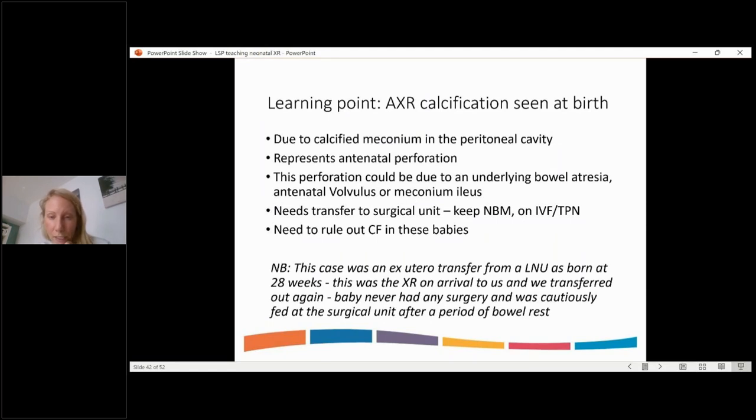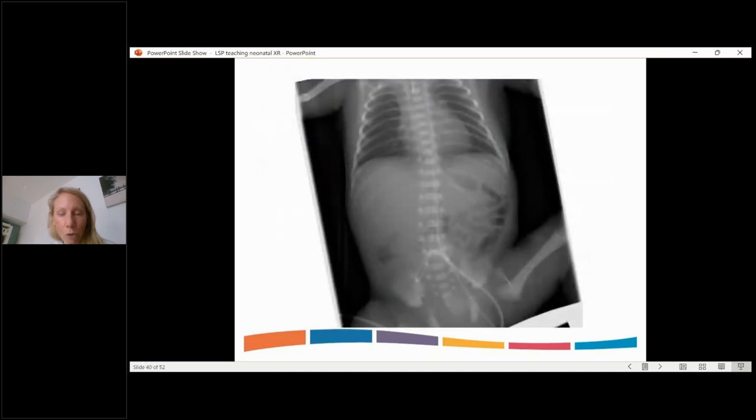However, the baby never needed any surgery. The bowel healed on its own. And after 2 weeks of bowel rest, feeds were cautiously reintroduced at the surgical unit. And the baby came back to us and did well. But this is where it's important, just when you do your x-rays, to look for this.